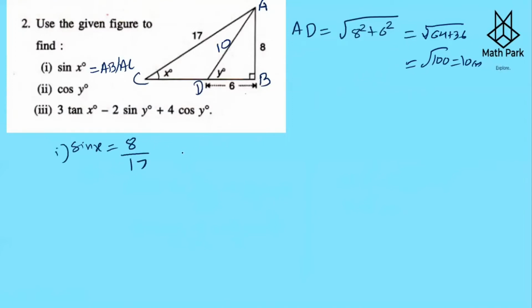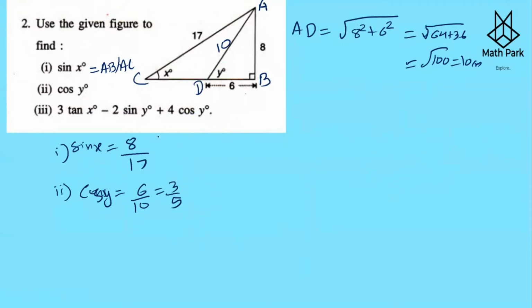Secondly, you are asked to find cos y. For cos y, we found the hypotenuse of this triangle ABD. Cos y is adjacent upon hypotenuse. So we have cos y is equal to 6 upon 10, which is equal to 3 by 5, simplifying by dividing by 2. Now let us find 3 tan x minus 2 sin y plus 4 cos y.